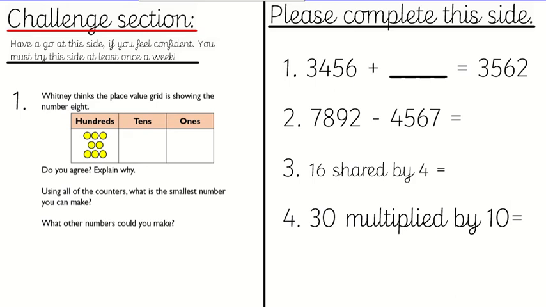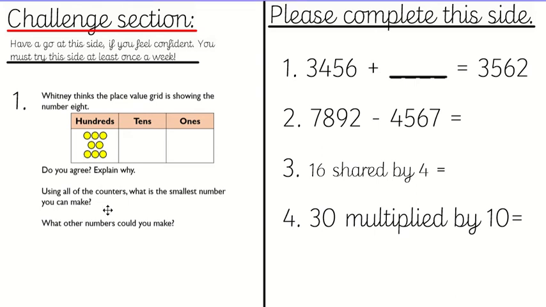Where have they placed the counters? So it's asking you, do you agree? Explain why. So that is part 1 of the question. You need to explain whether you agree and why. So you would say the following: I agree because, or I don't agree because. So have a look at where this is placed. If there are 8 counters in the hundreds column, what number is that making? Is it just 8? Pause the video now and have a think.